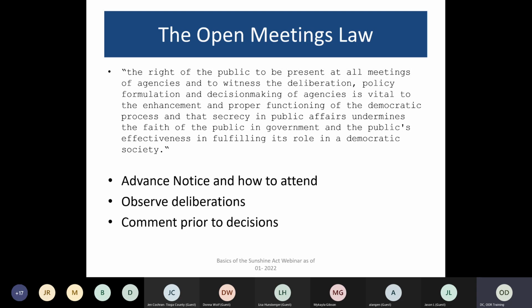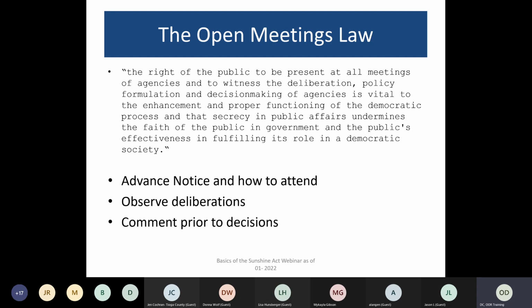And then how do you attend? Because in recent years, in addition to the live component of a meeting, more and more agencies are adopting social media and other electronic means that allow members of the public to witness the deliberations and the decision making that are going on from the comfort of their home computer. The public has a right to observe the deliberations, and we'll talk about what deliberation means.